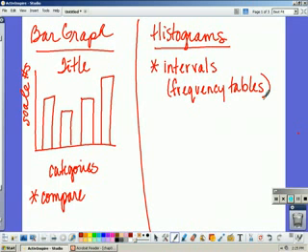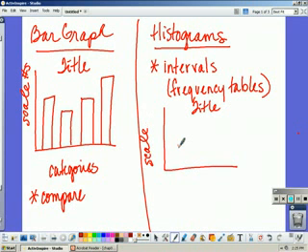Now, histograms look a little different. So this, again, we have a y-axis and an x-axis. Our histogram always has a title. We have some kind of scale. And this scale on our histogram deals with the number of tallies, the number of things within that interval. Now, down here are the different intervals.